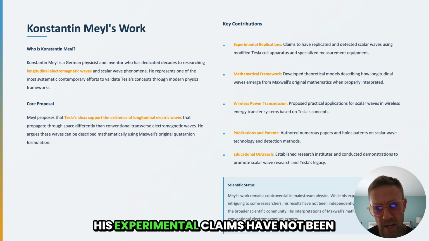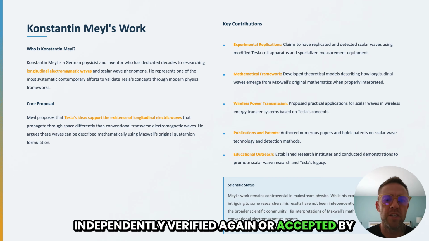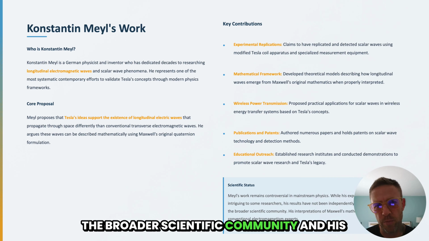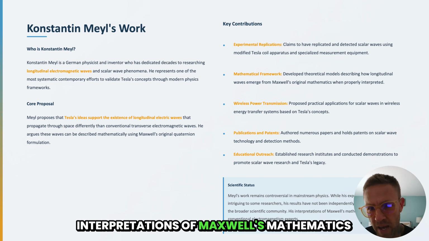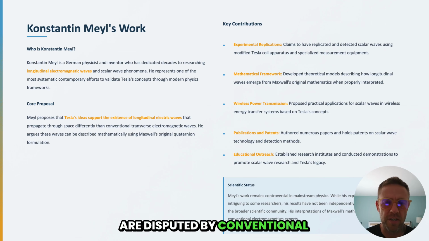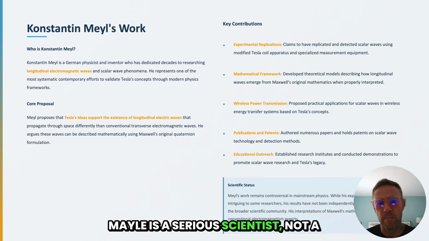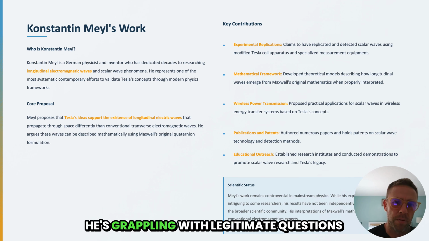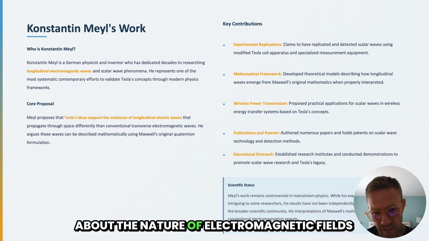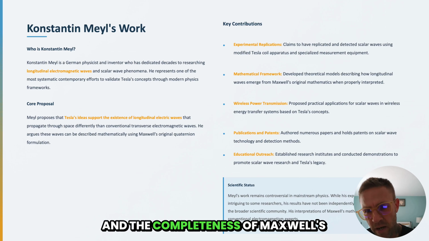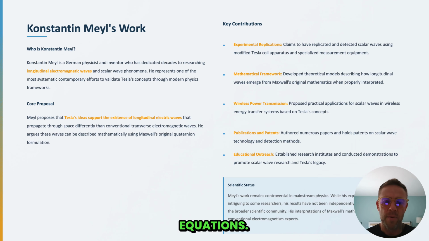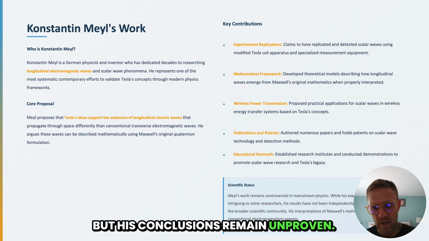His experimental claims have not been independently verified or accepted by the broader scientific community, and his interpretations of Maxwell's mathematics are disputed by conventional electromagnetism experts. What's important to understand is that Meyl is a serious scientist, not a charlatan. He's grappling with legitimate questions about the nature of electromagnetic fields and the completeness of Maxwell's equations. But his conclusions remain unproven.